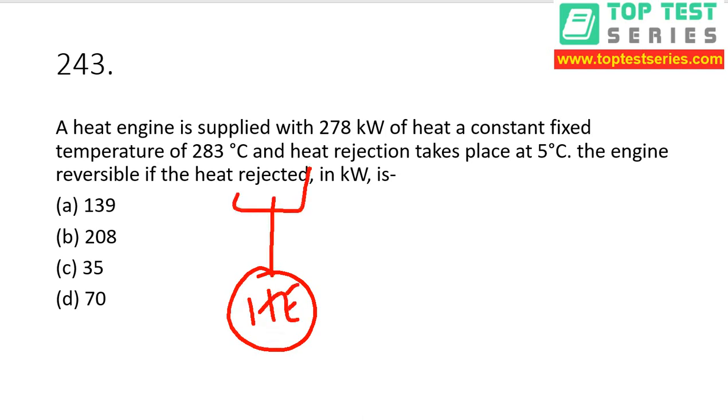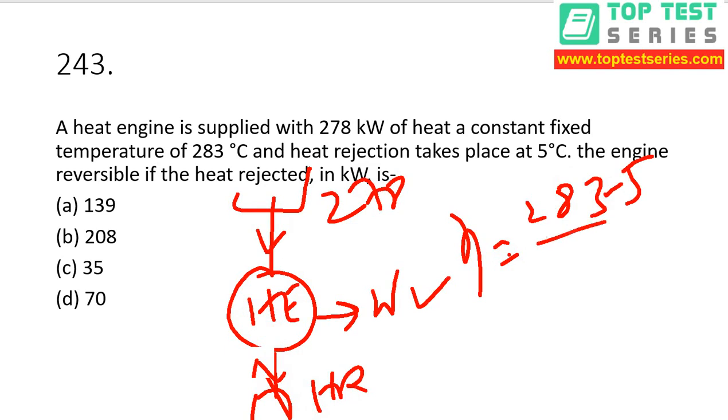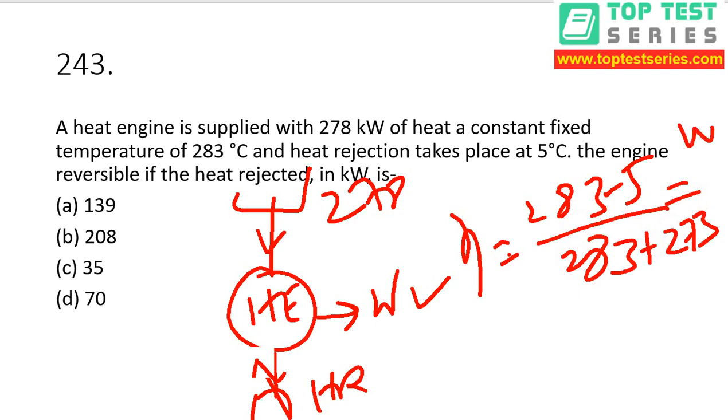Drawing a diagram of heat engine, right? So it will look like this. So here, my dear, 278, right? We have to find out W and then heat rejection, right? So efficiency is equal to what, my dear? (283 minus 5) by (283 plus 273) is equal to what? Output by input. Input is how much? 278. From here, find out W.